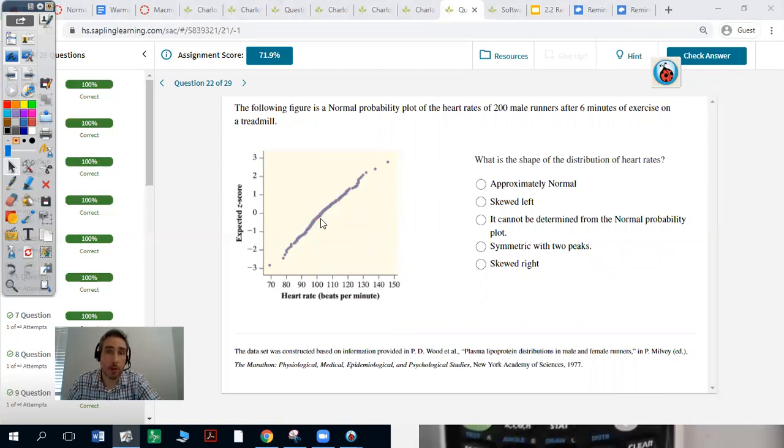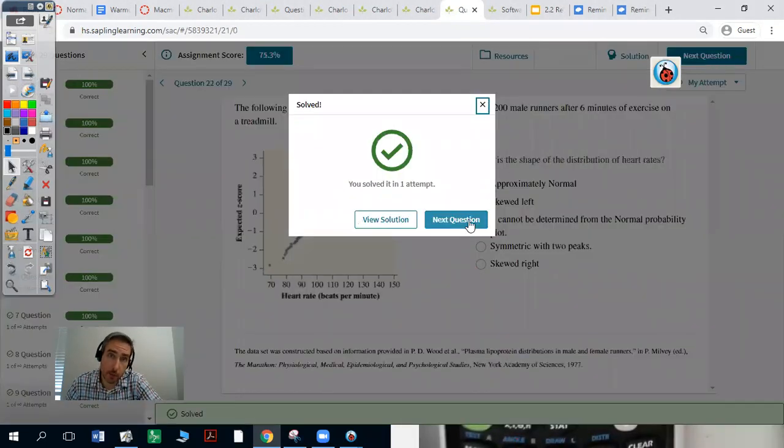All right, this is a normal probability plot. What shape of the distribution is it? Well, let's just take a look here. It's approximately linear. There's a little bit of a dip there, so I would say it's approximately normal based off that somewhat linear approach.